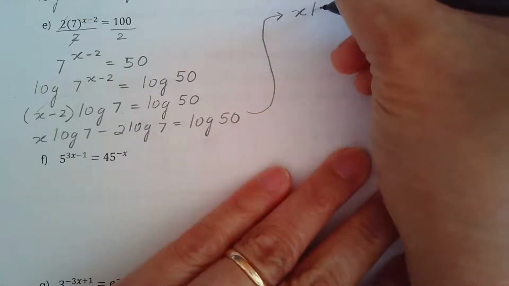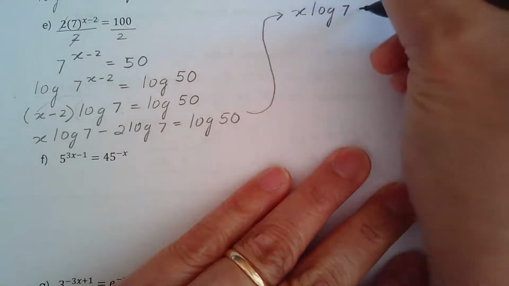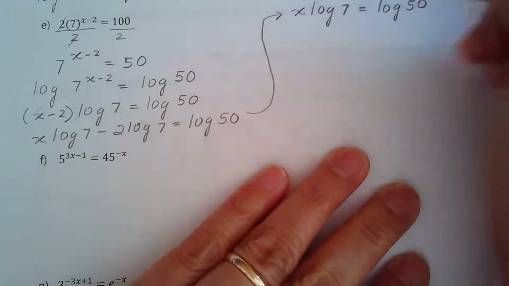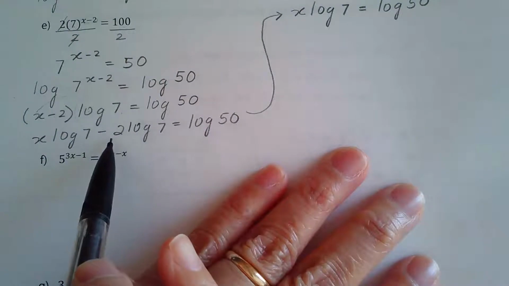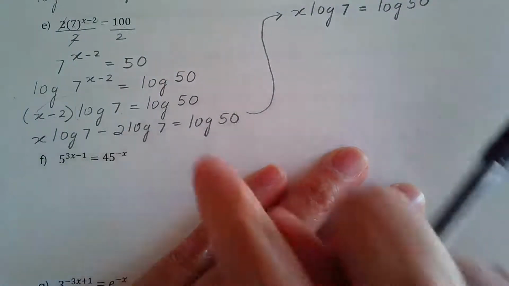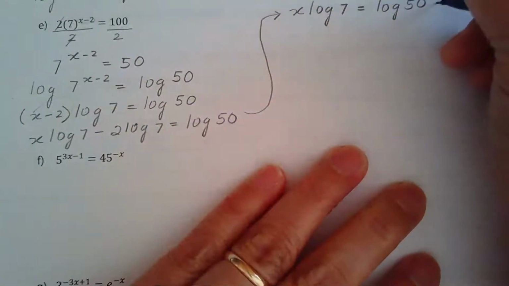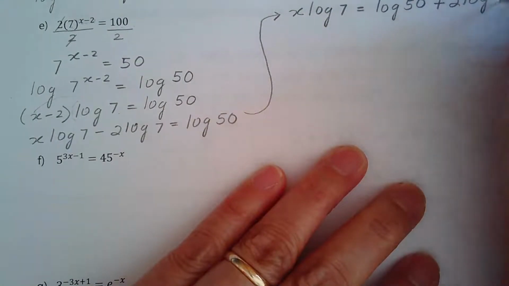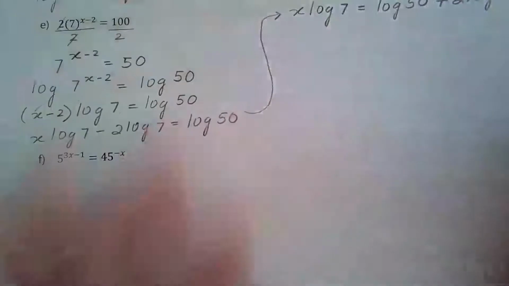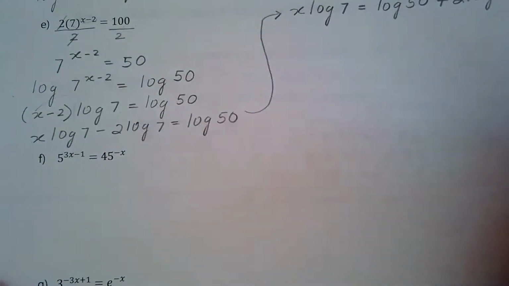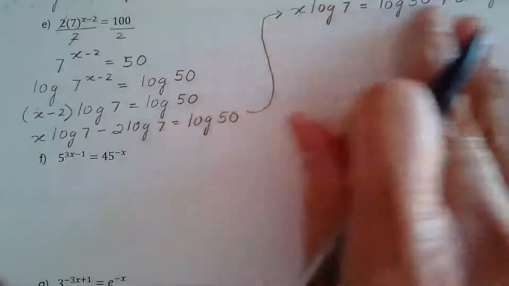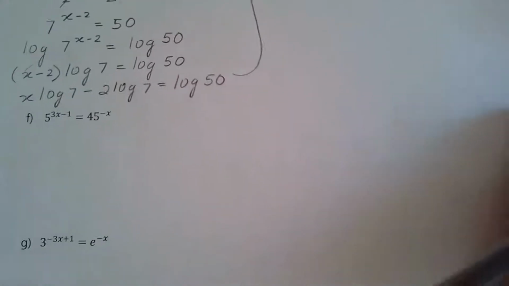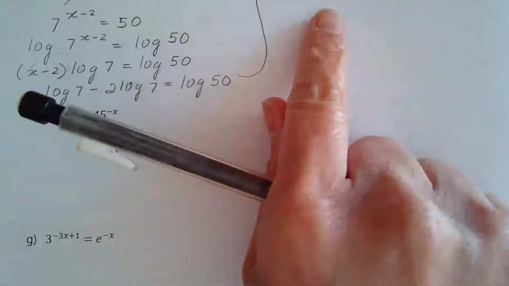X times log of 7 equals log of 50. And if I bring this negative 2 log 7 to the other side, it becomes a positive 2 log 7. Okay, so now this is what we got. I mean, we can go ahead and just divide by log of 7.